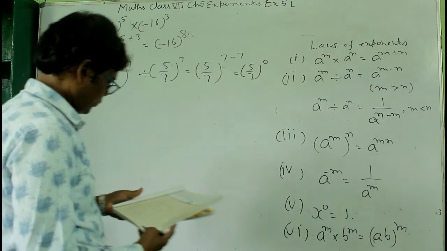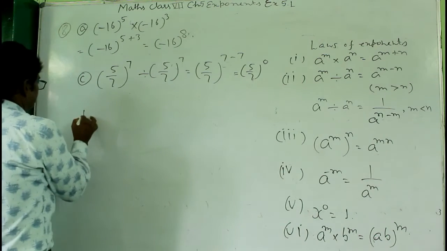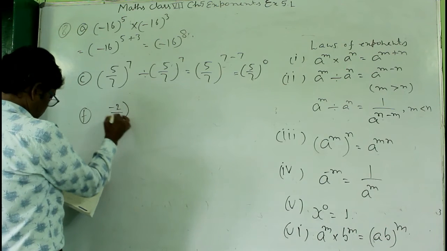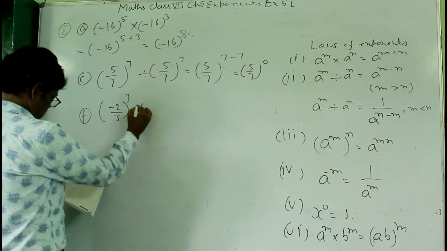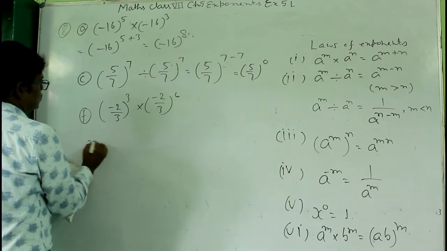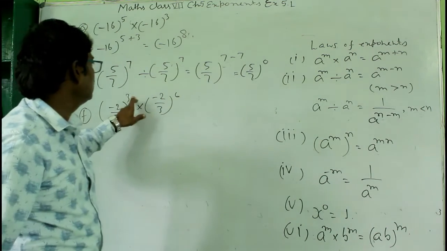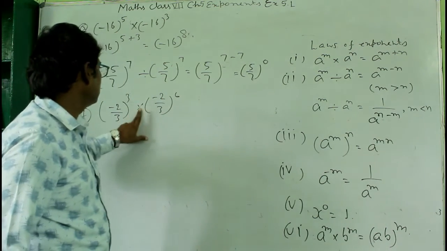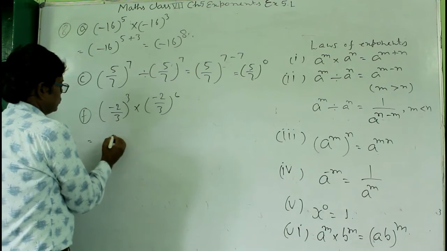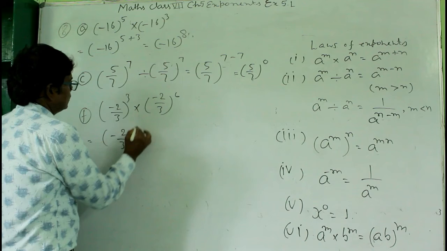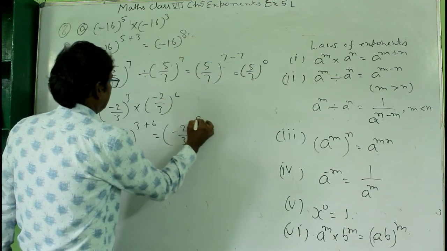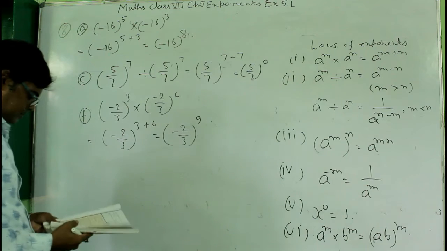And take the example of question number 11: minus 2 by 3 to the power 3 into minus 2 by 3 to the power 6. Here it is multiplication, so we directly add the exponents: 3 plus 6. Minus 2 by 3 to the power 9 is the answer.